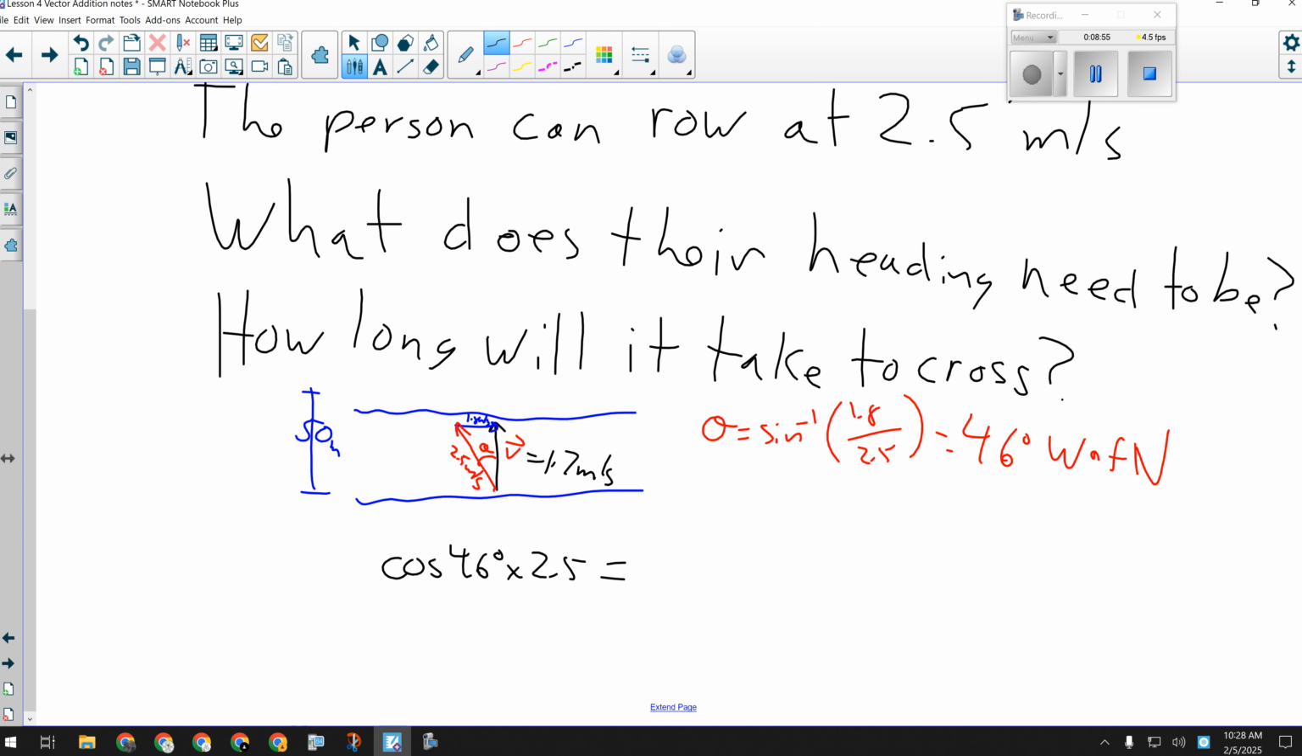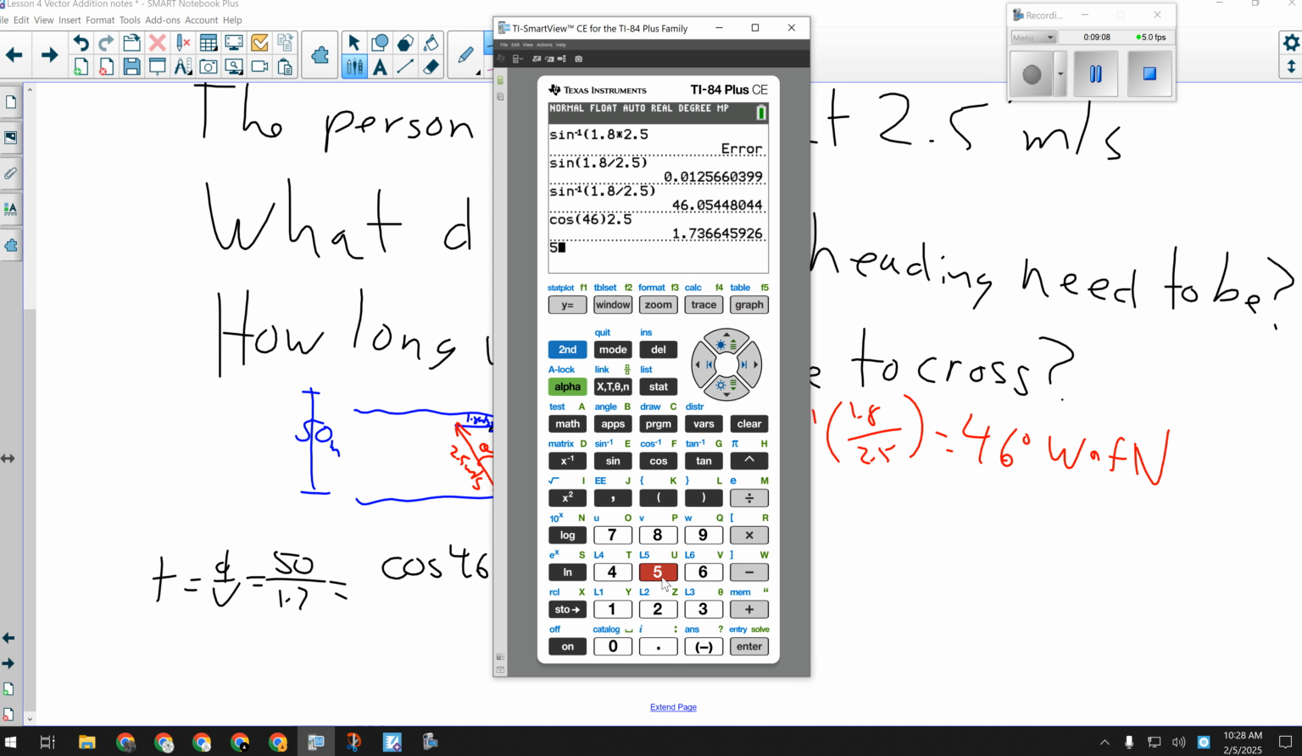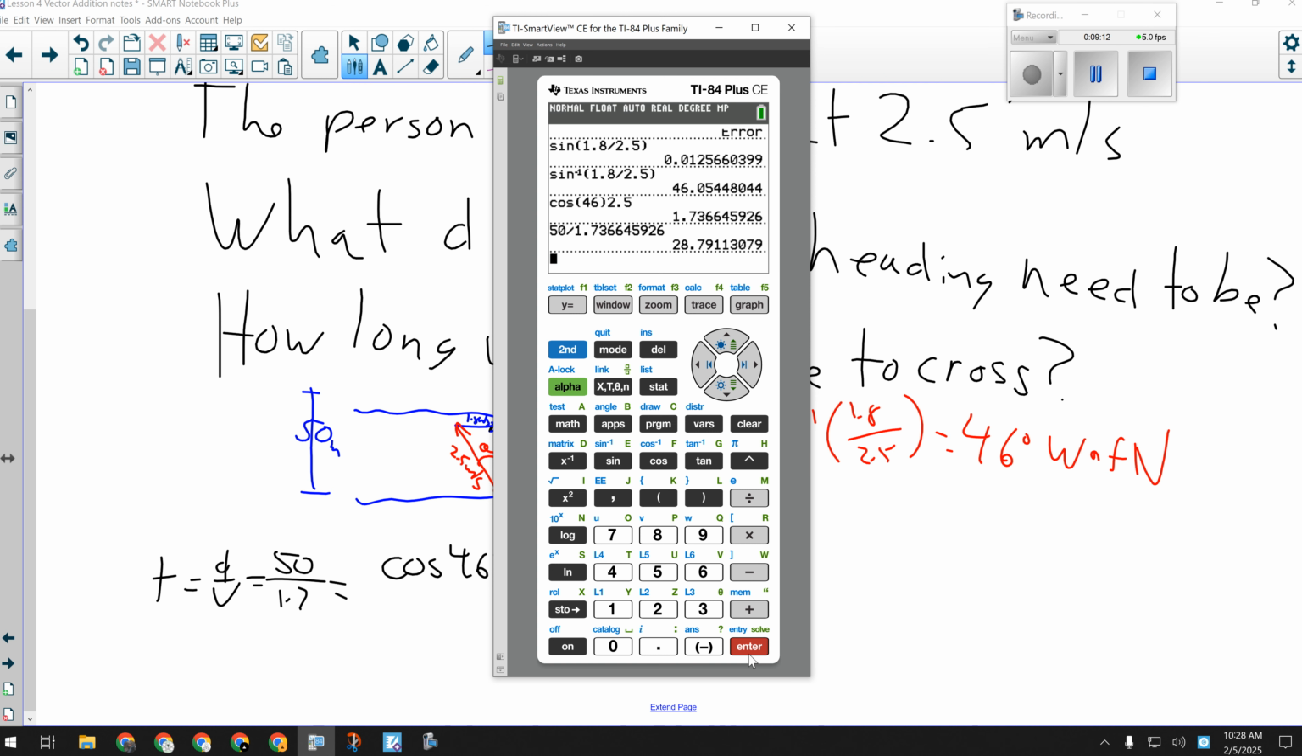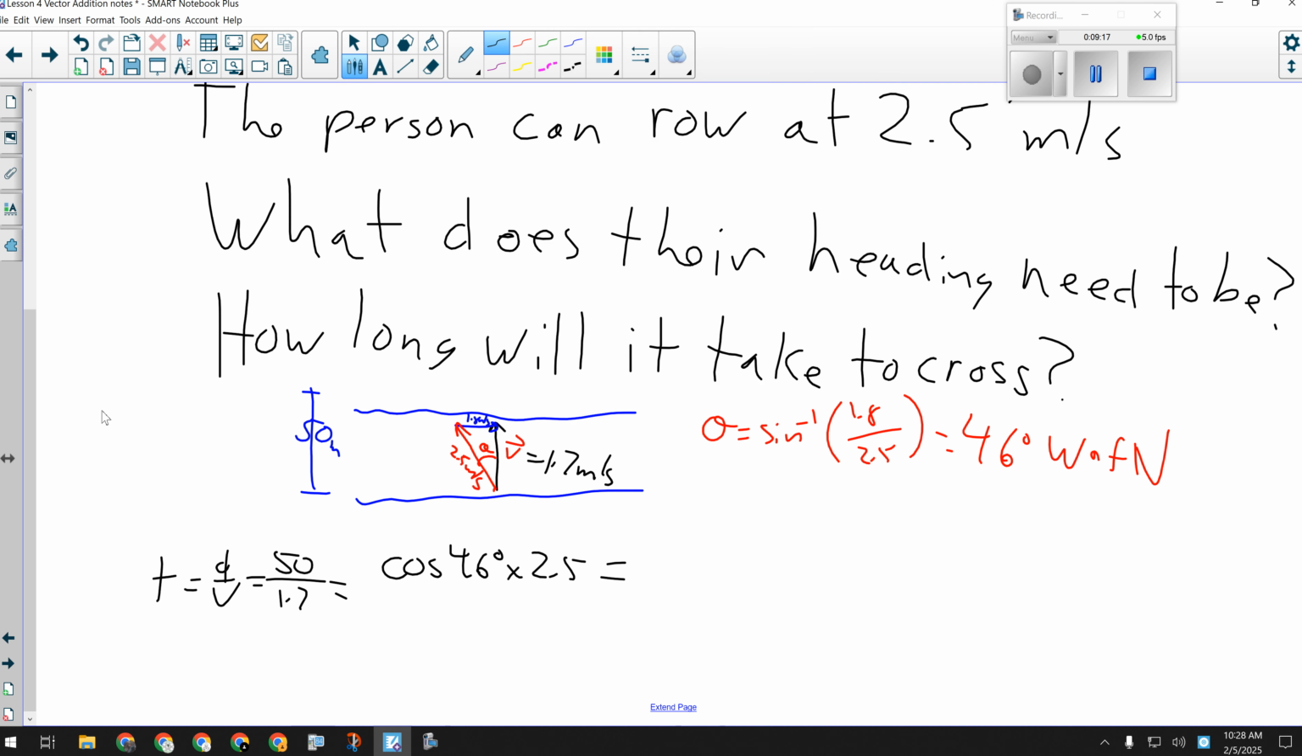All right, and then from there, now that I know the distance and the speed, I can calculate how long it takes to get across. T equals d over v, so that's going to be 50 over 1.7. And we're looking at 29, because we only have two significant digits, so 29 seconds.